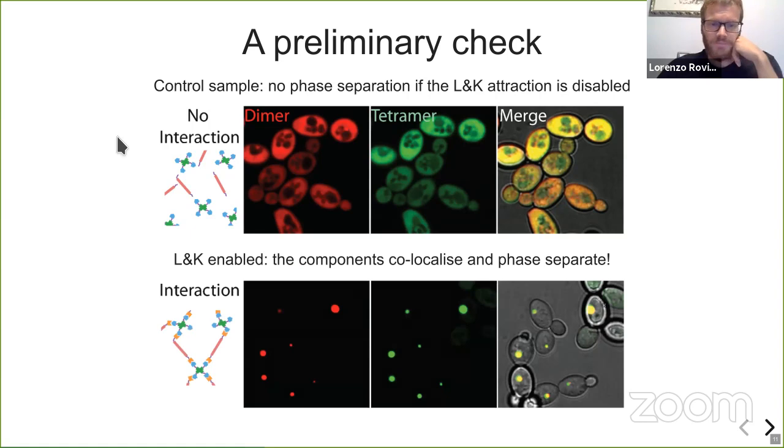But as soon as we express proteins that can bind to each other, you'll see that they localize in some of the cells, and this localization is a co-localization. So if you find a lot of green, of tetramers, you also find a lot of dimers. It means that they are interacting, and this is how a biomolecular condensate looks in a cell. Okay, it's just a dot. It's a punctum, if you want.